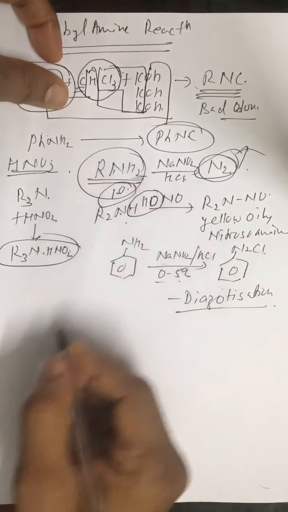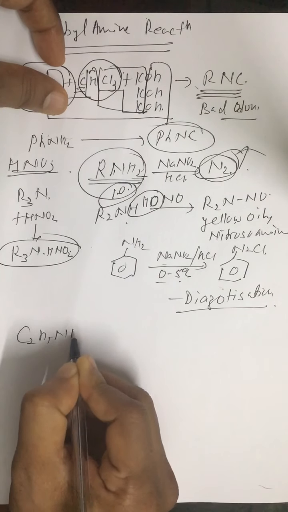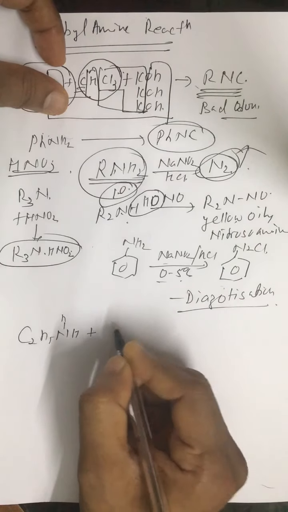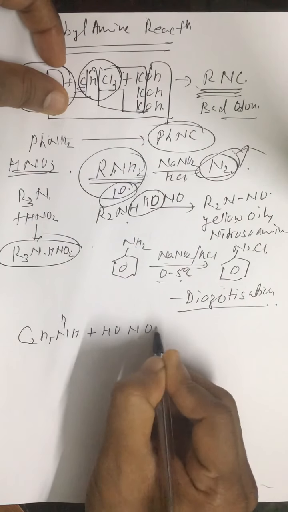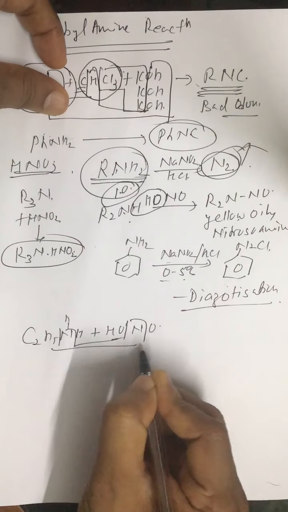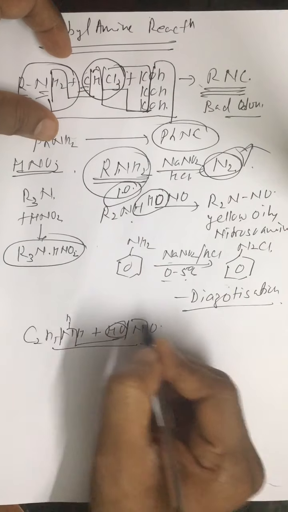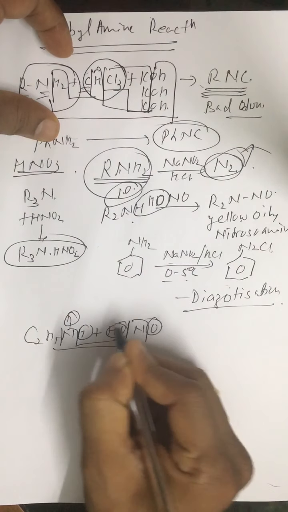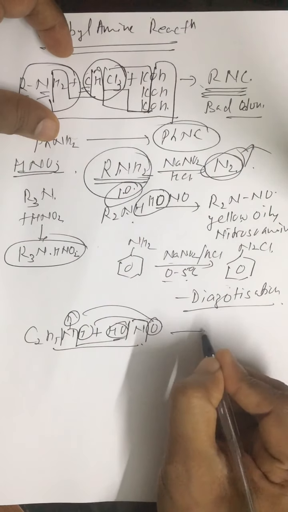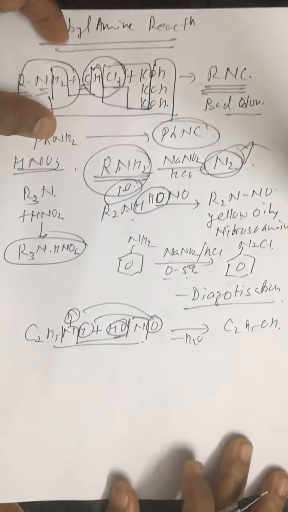Now as far as primary amines are concerned, like ethylamine C2H5NH2, when treated with nitrous acid, nitrogen gas is evolved. This is the removal of H2O. Alright, removal of H2O, and we get C2H5OH. Okay.